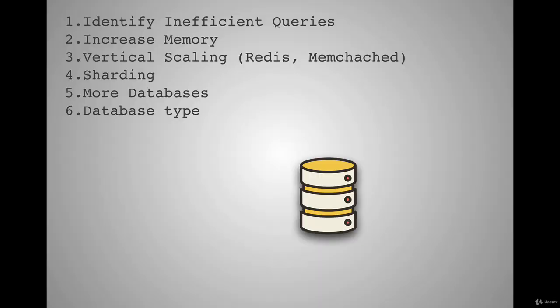So, when it comes to databases, there are a lot of things to do. But just keep in mind these 6 principles of how we can improve database scaling. I'll see you in the next one.